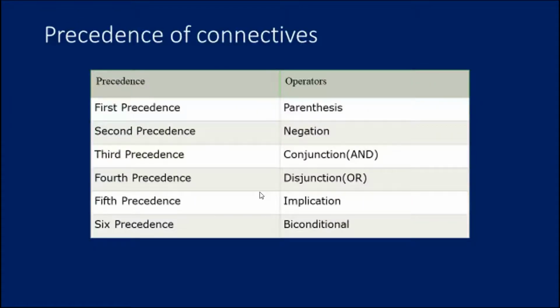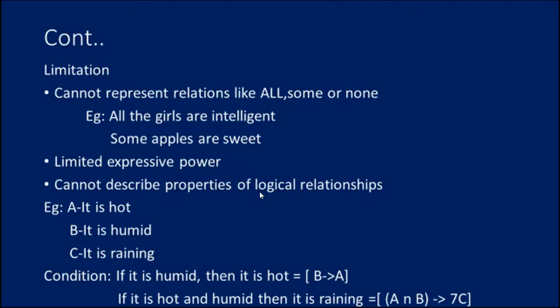Precedence is very important for connectives. First precedence is parenthesis. Next is negation. Third is conjunction, that is and. Fourth is disjunction, that is or. Fifth is implication. Sixth is biconditional. Before getting into the logic connectives, we just want to know the limitations of using propositional logic.